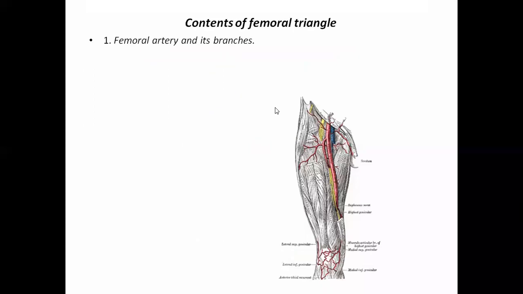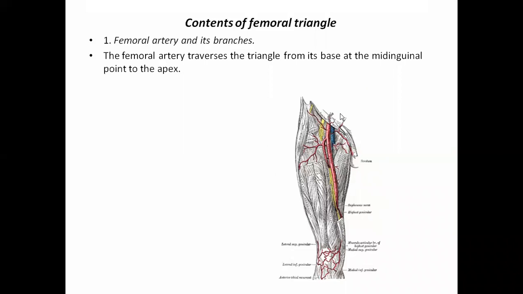So contents are the femoral artery and its branches, that is between the femoral vein and the femoral nerve. The femoral artery traverses the triangle from the base at the mid-inguinal point to the apex. The mid-inguinal point is a point between the anterior superior iliac spine and the pubic symphysis. That is called the mid-inguinal point.